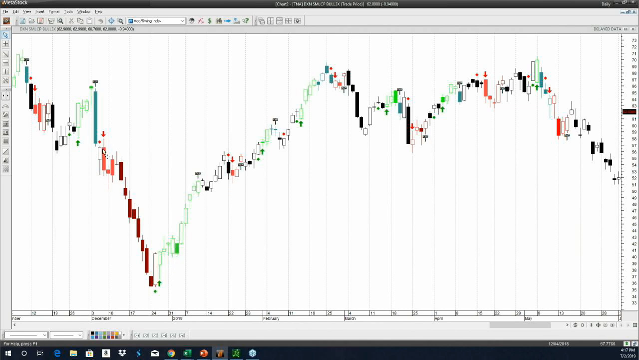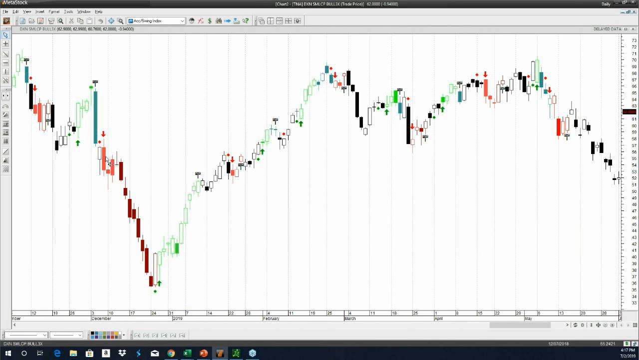It also caught the move down. So you see before this major correction occurred in December, we got the red diamond, not quite at the top, but pretty darn close. And that one also triggered the next candle and had a really nice short trade there.